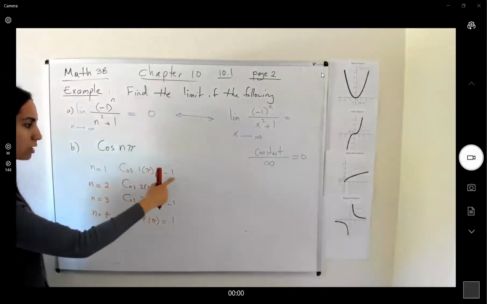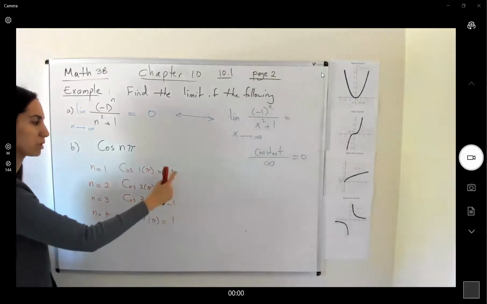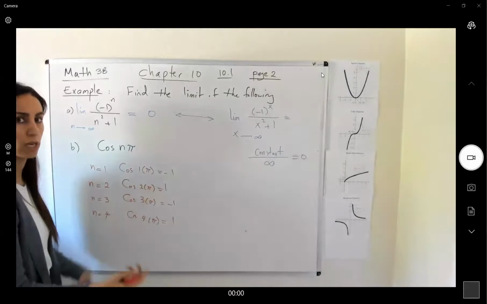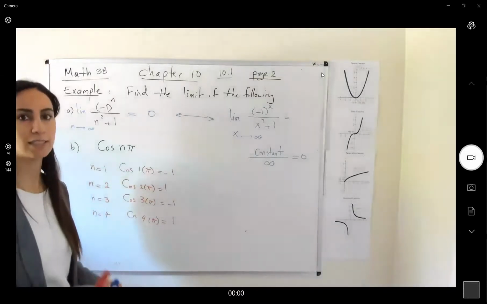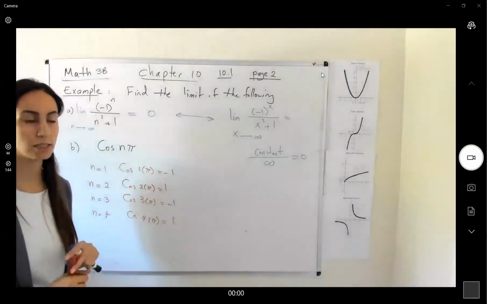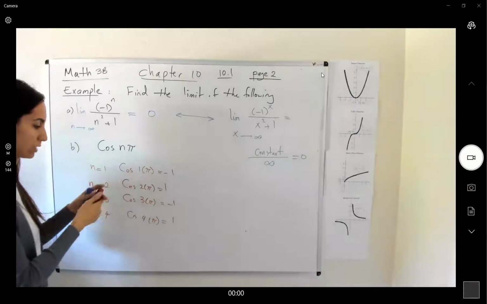It seems like I'm just going in between -1 and 1, jumping from -1 to 1, from 1 to -1, -1 to 1. It doesn't give me a constant value. The limit doesn't exist and we say that we have a divergent sequence.